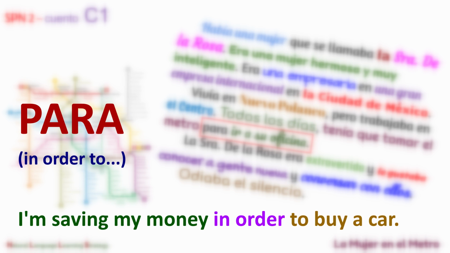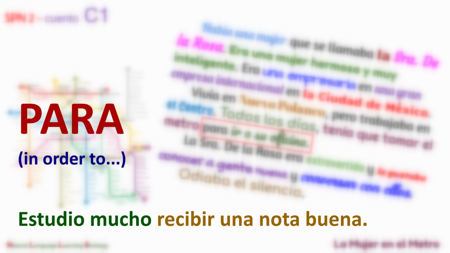I'm saving my money in order to buy a car. In Spanish, however, this is not optional. I cannot say, estudio mucho recibir una nota buena. I study a lot to receive a good grade. You must add para before the infinitive. Estudio mucho para recibir una nota buena. I study a lot in order to receive a good grade.